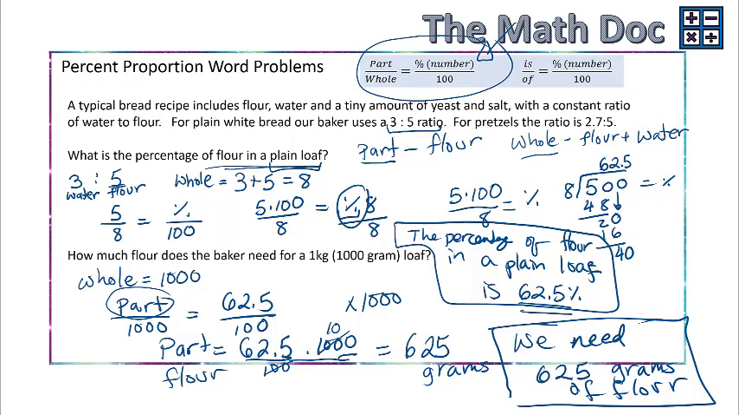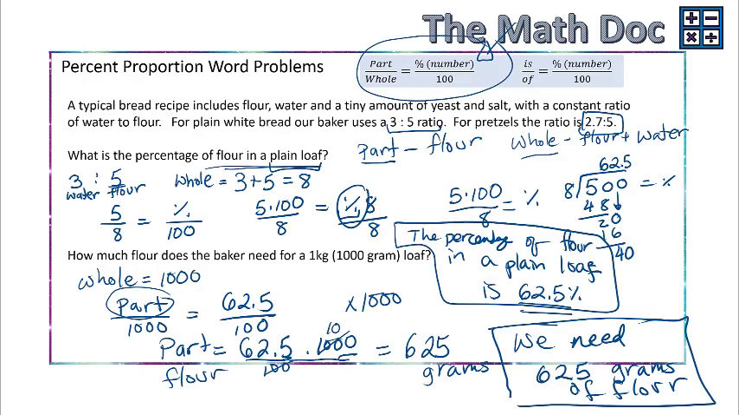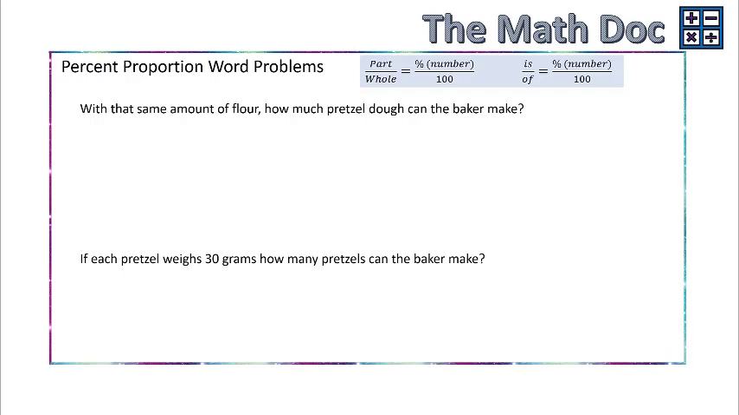Now there's a follow-up to this question that has to do with the pretzels, okay? Remember, we have the pretzels here that have a slightly different ratio of water to flour. The ratio there is just 2.7 to 5. So what is the follow-up? Well, with the same amount of flour, remember how much flour did we actually end up with? We ended up with 625 grams. Let's write that down, 625 grams here.